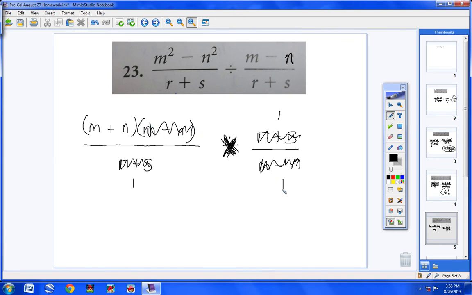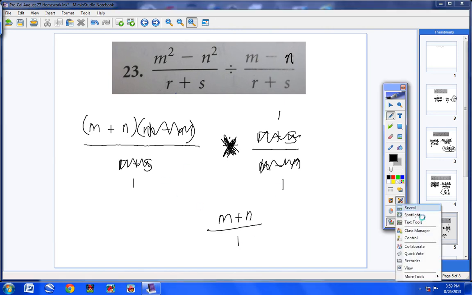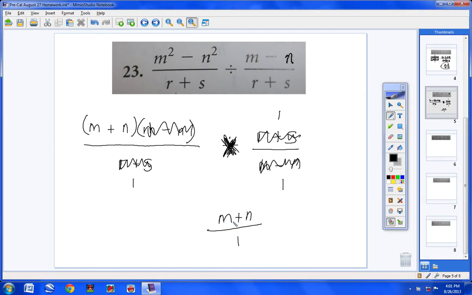Nothing left here, so I'll put a 1. And so I have m plus n times 1, that's m plus n, over 1 times 1 is 1. Now you are more than welcome to leave your answer like this right here. I have no problem with that. Of course, though, anything over 1 is just itself, so m plus n over 1 is just m plus n. So I would also accept that answer.